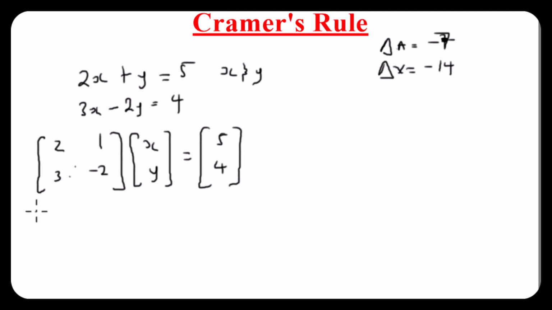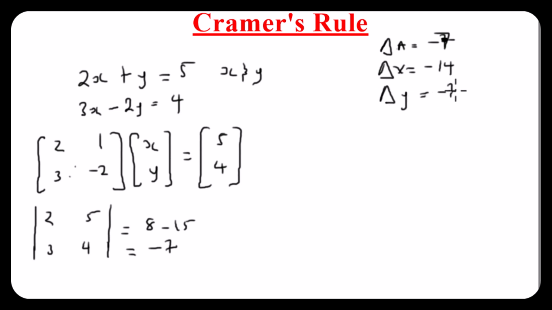So doing the same thing for y again. This is the original matrix, so 2, 3. Now the column picture for y, I want to replace it with 5, 4. So replace this with 5 and 4, and also find the determinant. So finding the determinant here, what do I have? 2 times 4, that's 8. 3 times 5, that's 15. So 8 minus 15 gives us negative 7. So delta y is equal to negative 7.